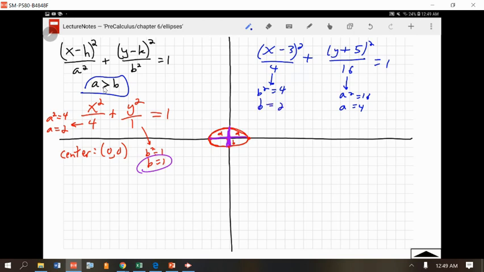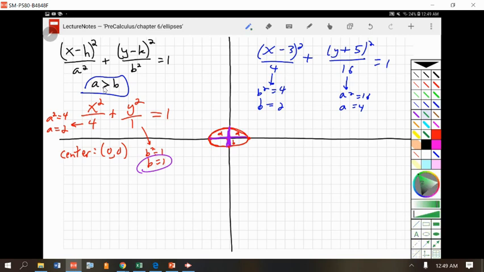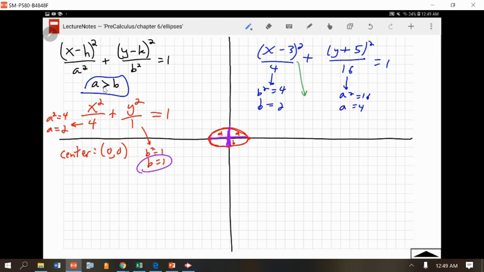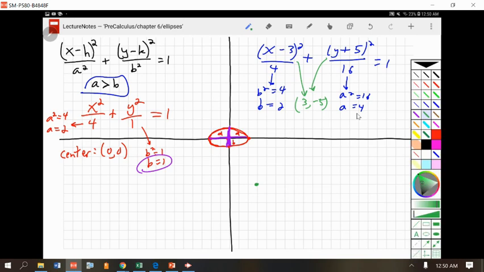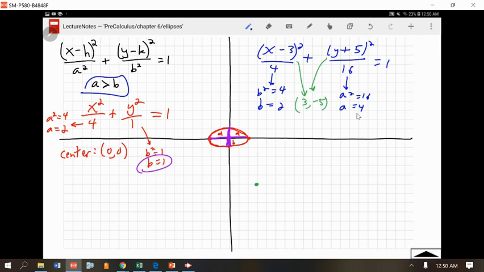And the center, right now, this green dot, the center is 3 comma negative 5, because it's always x minus h and y minus k. So since it's y plus 5, that means k is negative 5. So the center of this particular ellipse is 1, 2, 3 over, 1, 2, 3, 4, 5 down. And then how much does it go up? I'm gonna switch back to blue. It goes up 1, 2, 3, 4 and down 1, 2, 3, 4.